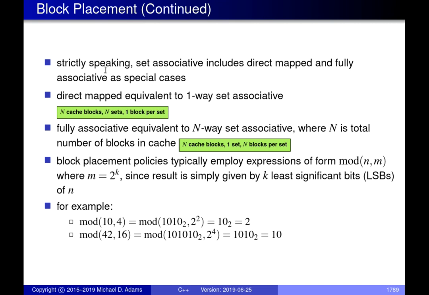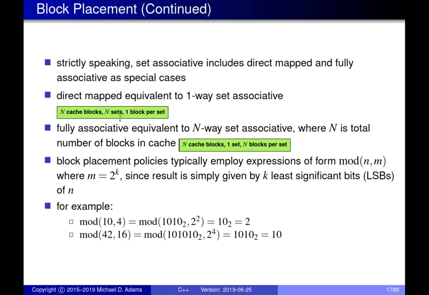So just a little bit more about block placement. It turns out that when we're talking about caches, often we just consider the case of set associatives, because essentially direct mapped caches and fully associative caches are just special cases of set associative caches. So for example, a direct mapped cache is the same as a one-way set associative cache. In other words, if we have a cache with n blocks in it, we can carve this up into n sets that have only one block in each set.